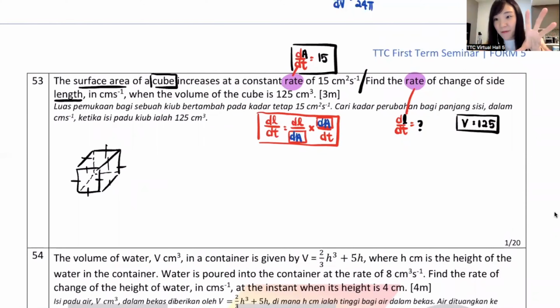Okay? You cannot have area and volume inside one equation, okay? That is one chain rule. So now let's do it. I want to find dL/dt. dA/dt is 15. I think I need dL/dA. How do I get dL/dA?